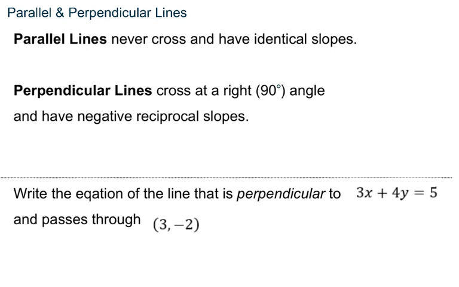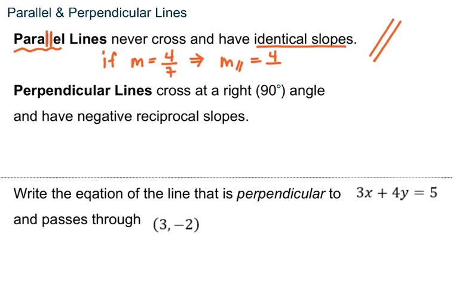So the first thing is that parallel lines are two lines which never cross. So they are parallel, they never cross, just like the two L's in parallel. They have identical slopes. So what that means is if we have some given slope, m equals 4/7, then my parallel slope, I'll say m, and I'll do these two little lines to mean parallel, m parallel would also equal 4/7. So parallel slopes are identical.